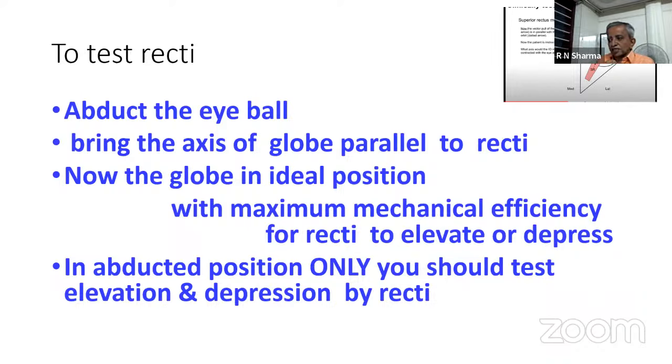So, how do you test the recti? Bring the eyeball axis parallel to the axis of the recti. What do you do? Abduct the eyeball. Then, if you look upward, superior rectus will be acting. If you look downward, inferior rectus will be acting. If you look straight and go upward and downward, superior rectus will act, inferior oblique will act. Inferior rectus will act, superior oblique will act. Therefore, you cannot separately test individual muscles.